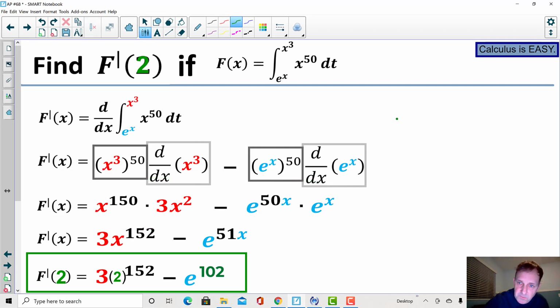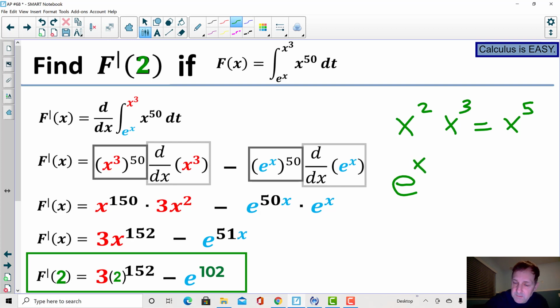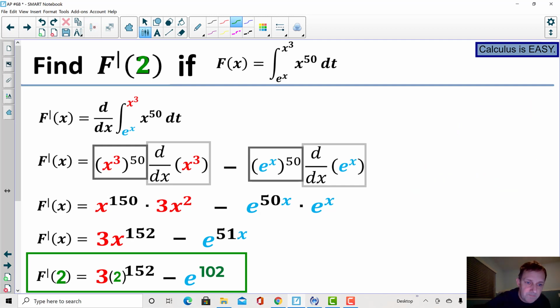The rule that we're going to use is when you have x to a power times x to a power, you have the same base, so you're just going to add the exponents. This is going to be 2 plus 3, so we're going to get x to the 5. Same thing if your base is e. You have e to the x times e to the x, you're going to get e to the x plus x. So that's kind of what we're doing over here.